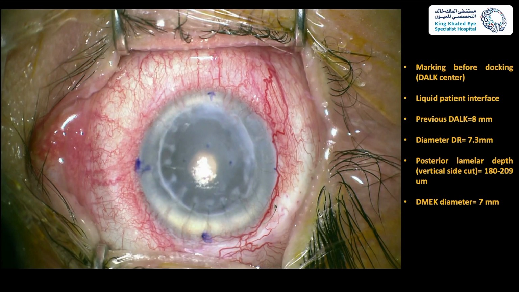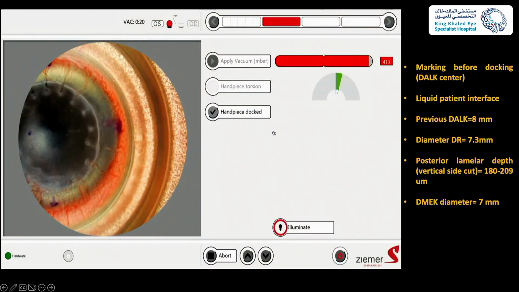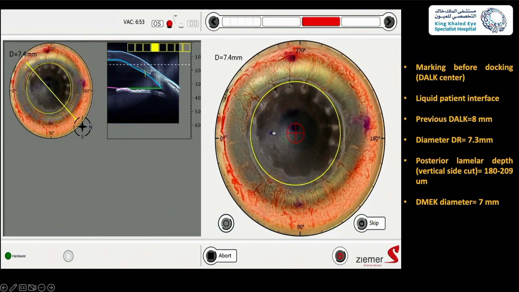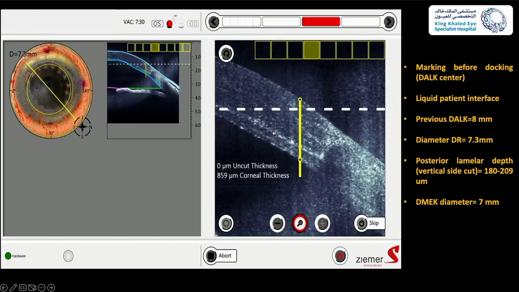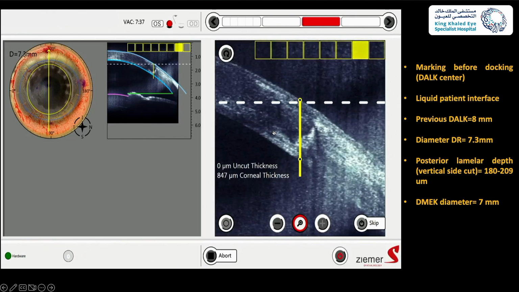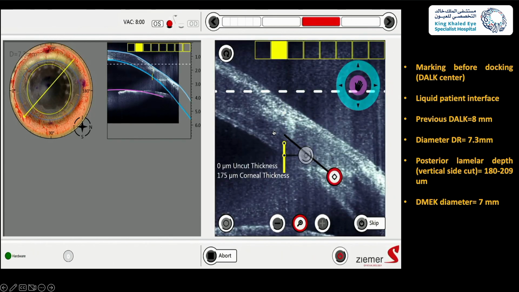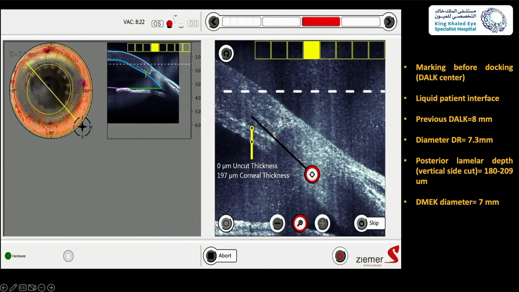So we elected to go for the same procedure for our patient. However, we elected to use the femtosecond laser platform from the LDV because of its intraoperative OCT. So marking is done before docking to find the DALK center. And then we're using the liquid patient interface rather than a applanating interface. The previous DALK diameter was 8 millimeter. So the DM rexis, the descemetorhexis, is around 7.3 millimeter, and we can adjust 360 or almost 360 the vertical trephination of the cut.